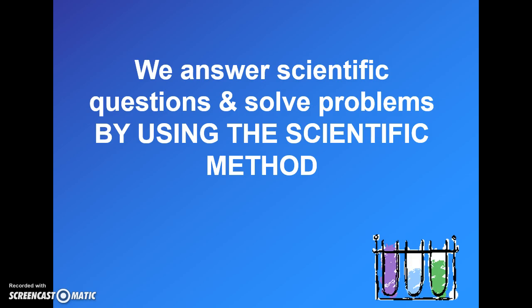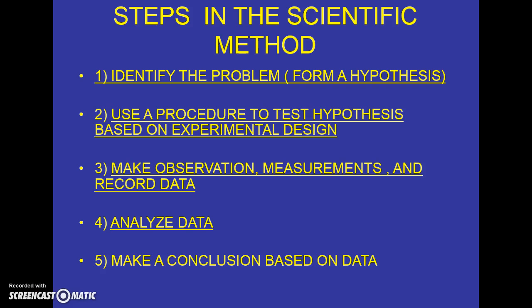It also provides you with possible answers. We answer our scientific questions and solve our problems by using the scientific method. Here are the steps in the scientific method. We identify the problem. We ask questions, figure out what our problem is, and then we form a hypothesis. From there, we use a procedure to test this hypothesis based on experimental design. We make observations, measurements, and record data. We analyze that data to make a conclusion, which basically is a yes or no answer to our hypothesis.